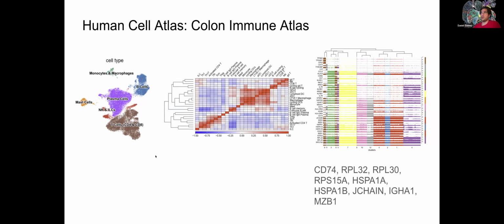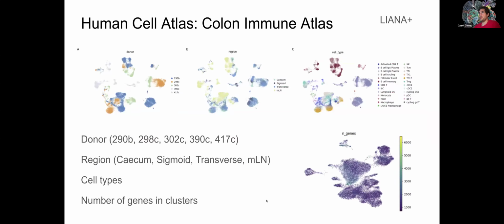And as well as this UMAP. So UMAP, heat map, and then an RNA transcript from single cell RNA-seq data from the colon immune atlas. And then getting back to LIANA, I wanted to show the donor region and cell types as well as a number of genes. So here are two different UMAPs. And the first UMAP, I was able to get the donor region and cell type.